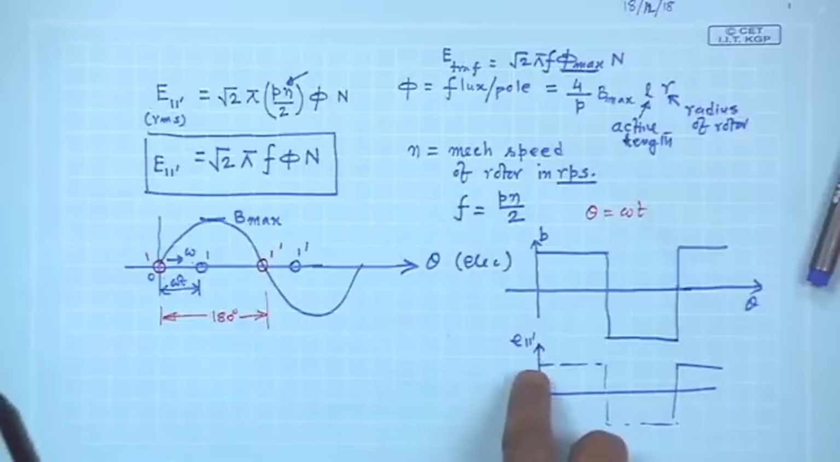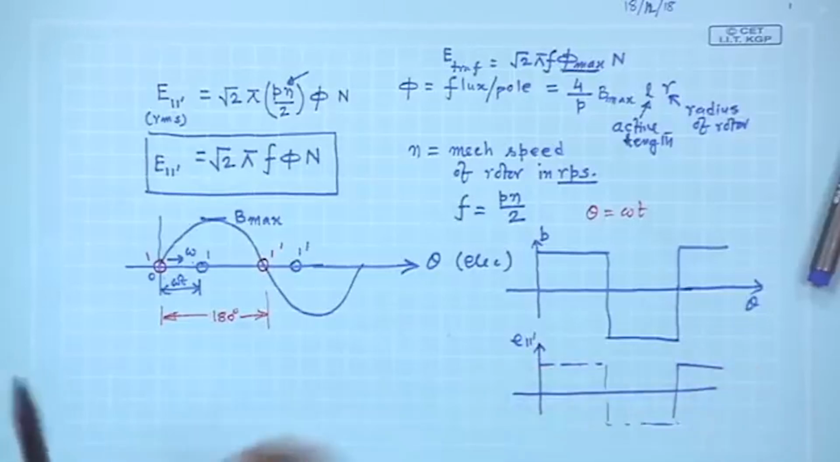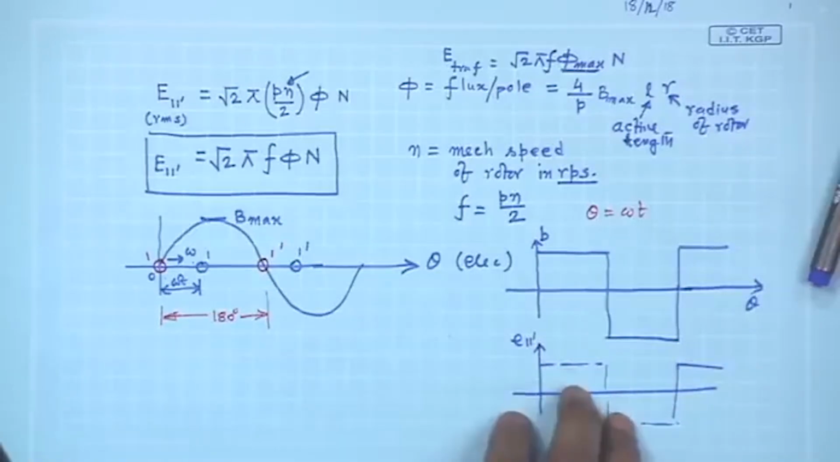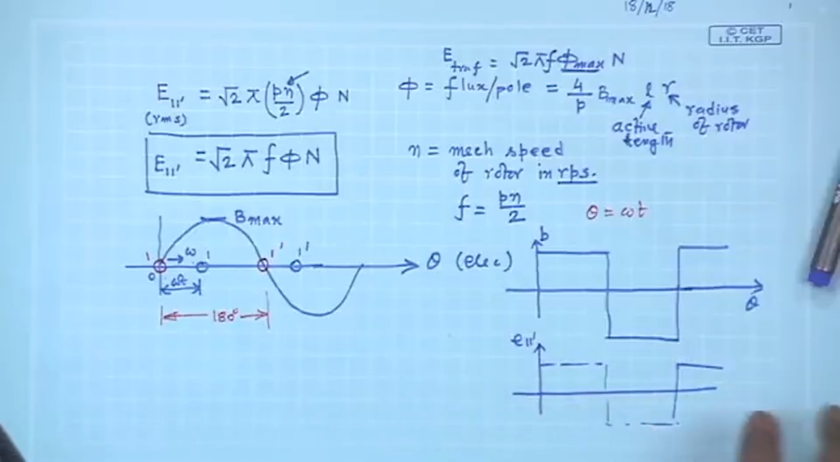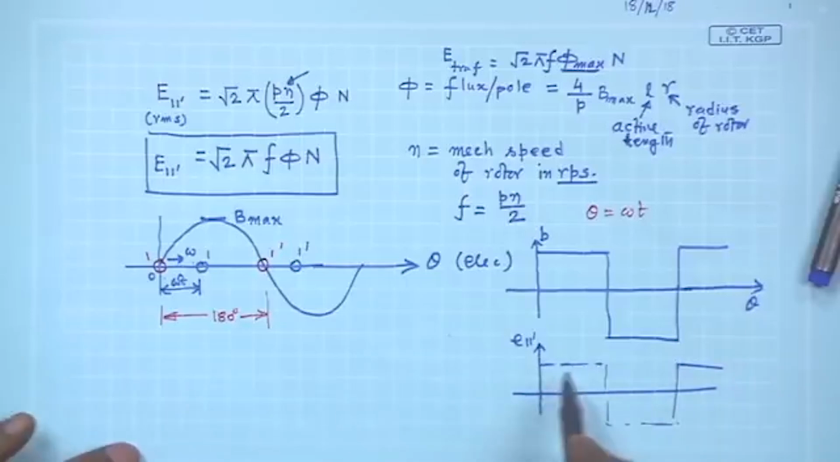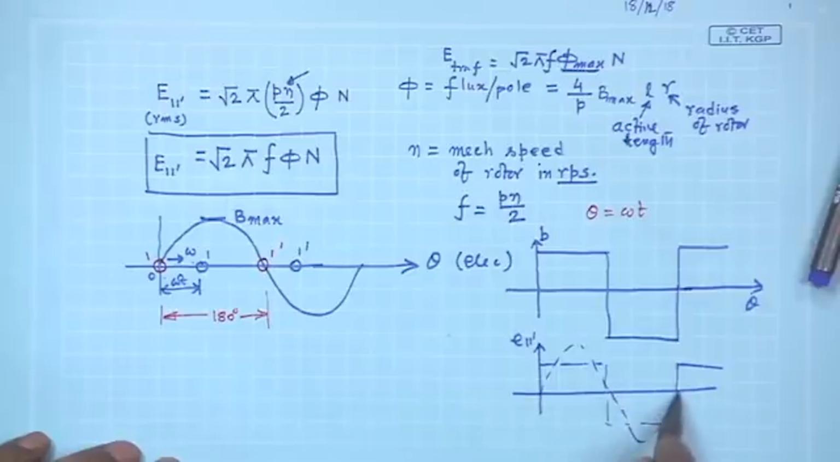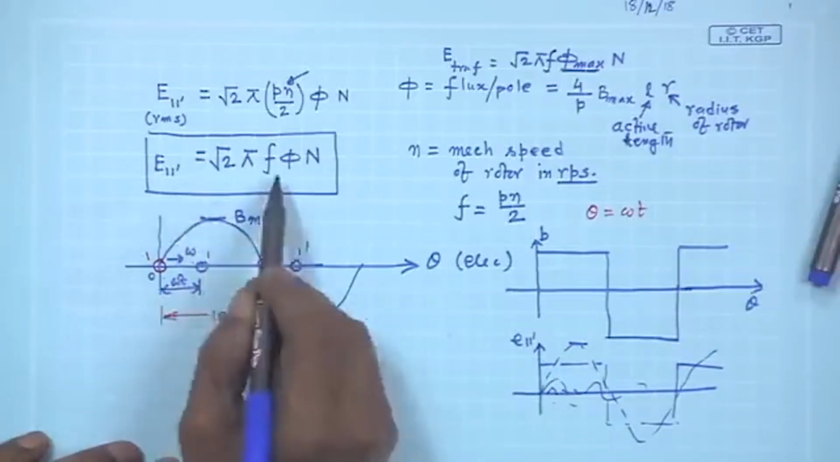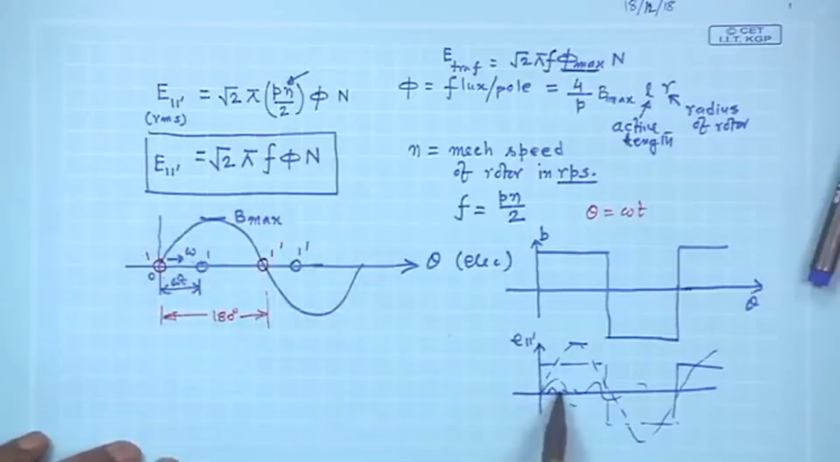But anyway, this periodic wave can be broken up into fundamental component and third harmonic, fifth harmonic; all odd harmonics will come. That is, this voltage waveform can be found out as fundamental, then third harmonic, then fifth harmonic, and for each one of them this RMS voltage formula will be valid, because each one of them is sinusoidally distributed.